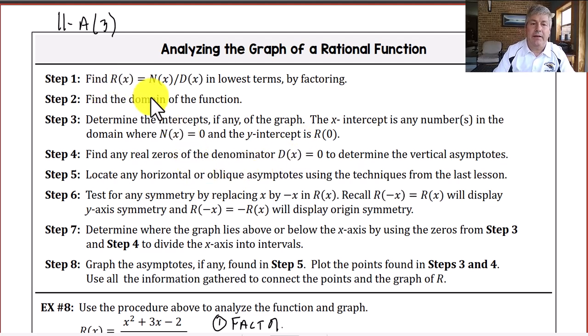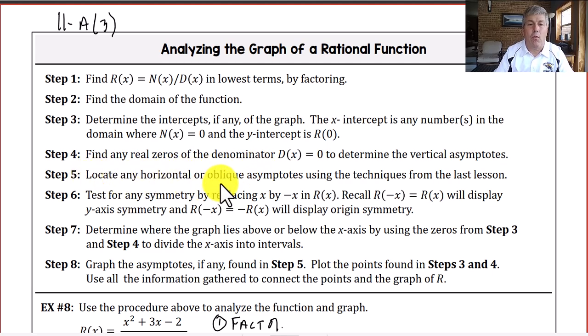So our guide here says to factor our function and get it into factored form, and then find the domain of the function. Determine the intercepts, any x-intercepts where the numerator is equal to 0. The y-intercept when we put 0 in for x and solve, or we can just eyeball that from our original one, usually looking at the constants, numerator over denominator. Find any real zeros of the denominator to determine the vertical asymptote. So we see where the denominator is equal to 0. That makes our fraction undefined. That's going to be the location of the vertical asymptotes.